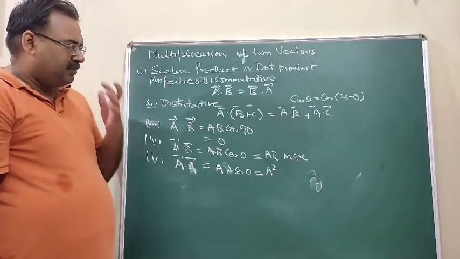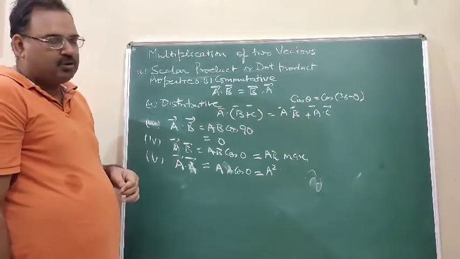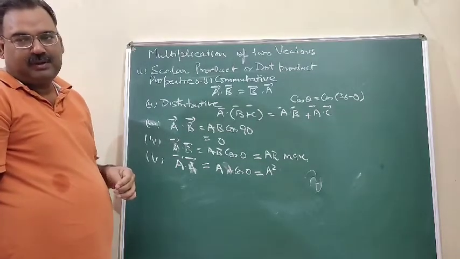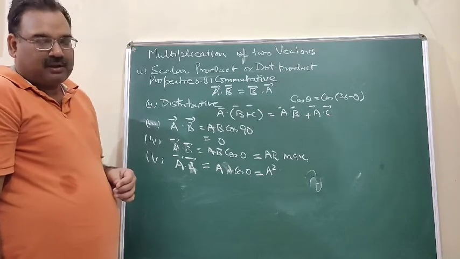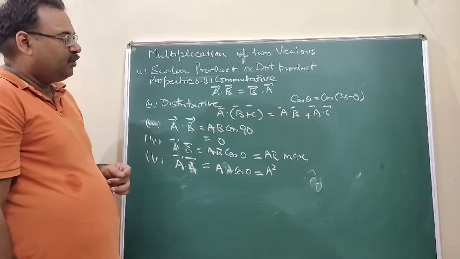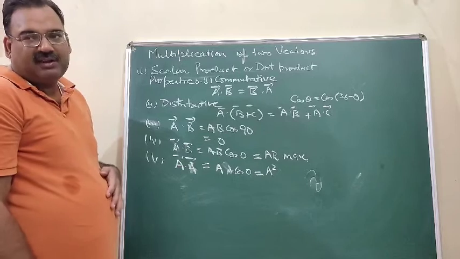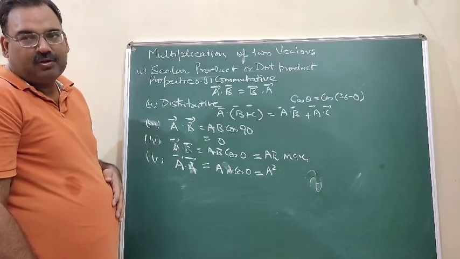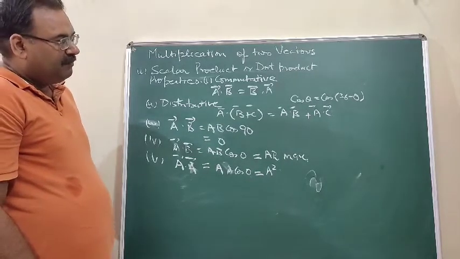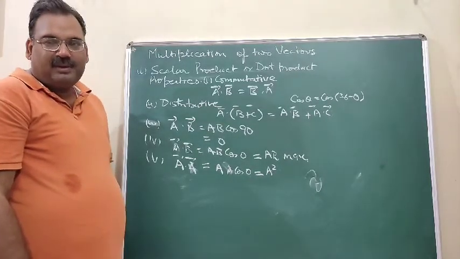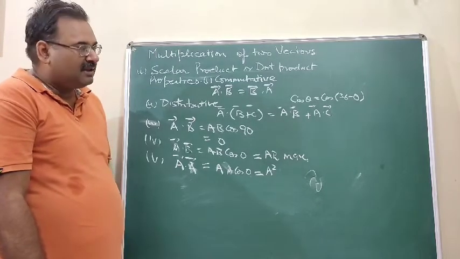So first property is commutative property. Commutative property is A dot B equal to B dot A. Why? A dot B will be equal to AB cos theta. Here theta is the angle from A to B. And if we have B dot A, then magnitude will be BA only. But the angle will be from B to A. That is 360 minus theta.